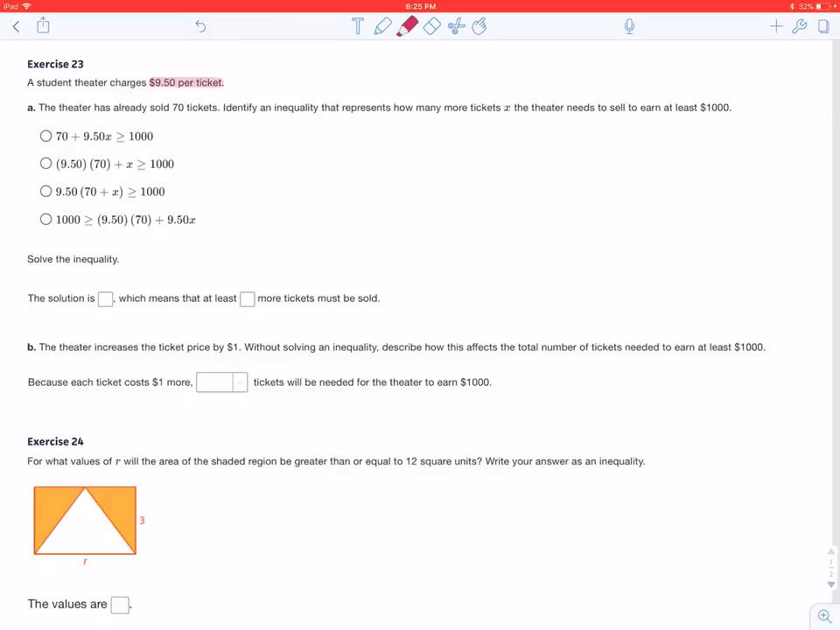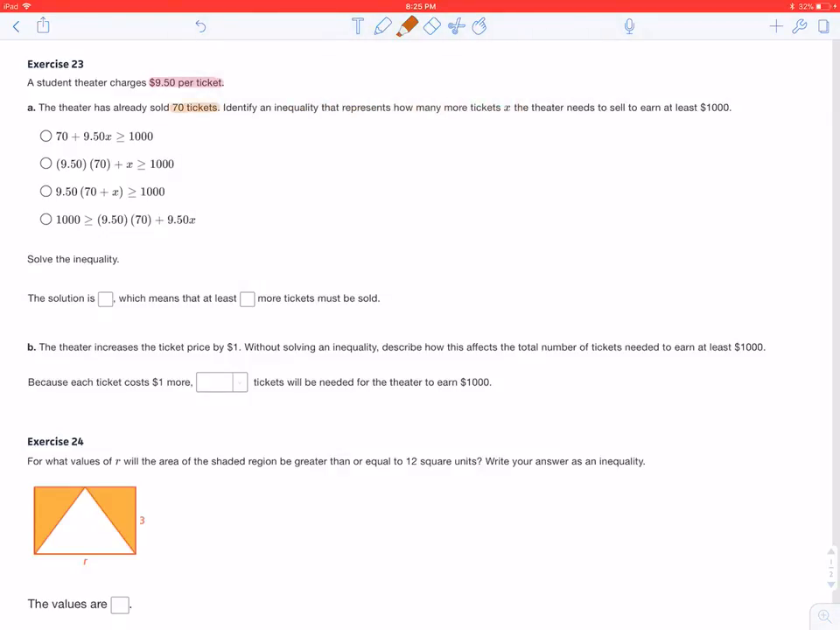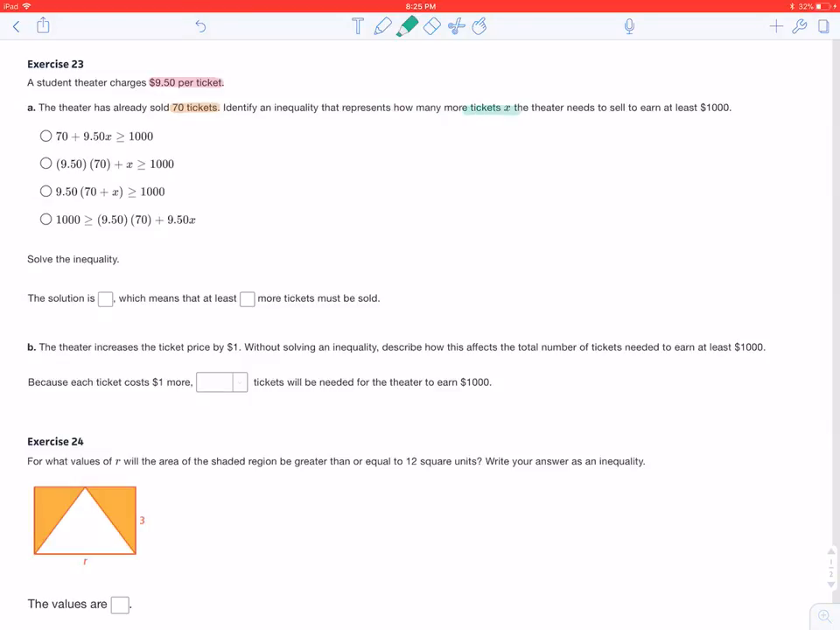The student theater charges $9.50 per ticket. They have already sold 70 tickets. Identify an inequality that represents how many more tickets, X. So X represents tickets they must sell in order to earn at least $1,000. So that's our goal, is that we want at least $1,000. So I'm going to list that information out on the side. I'm charging $9.50 per ticket.